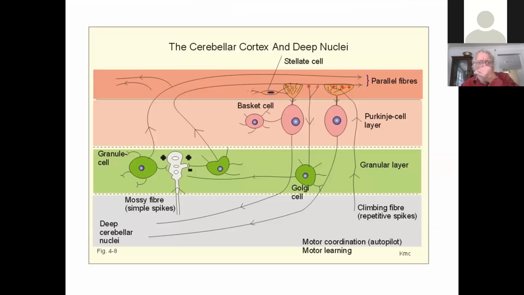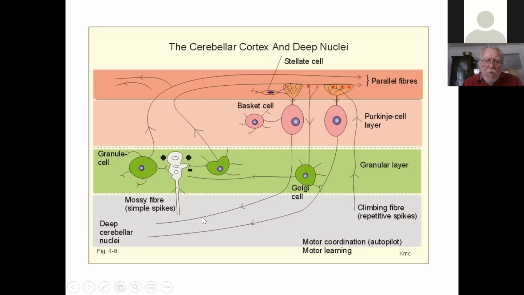So now we start to think about the deep cerebellar nuclei, because what you can see here is, where does the deep cerebellar nuclei get most of its output? Most of its output is coming from Purkinje cells, and they are typically inhibiting these deep cerebellar nuclei.